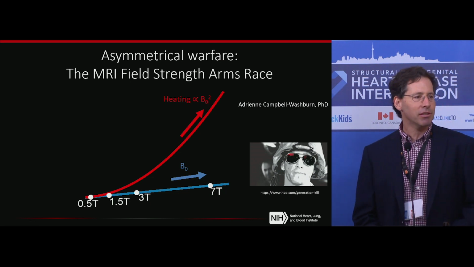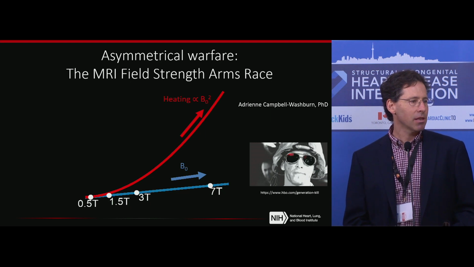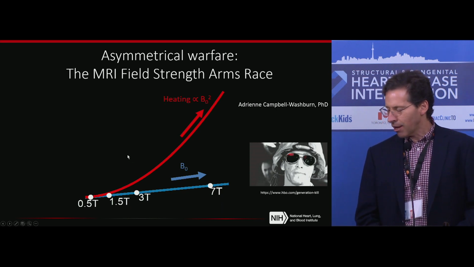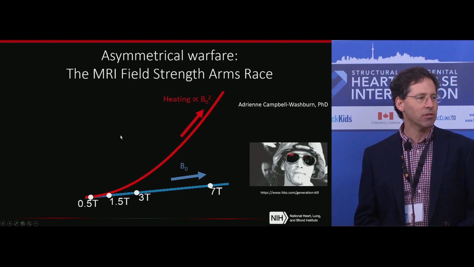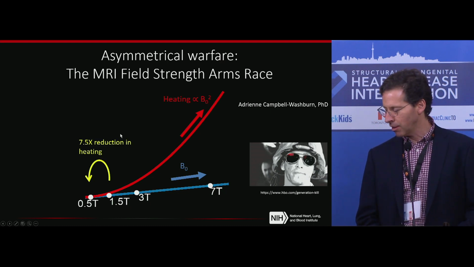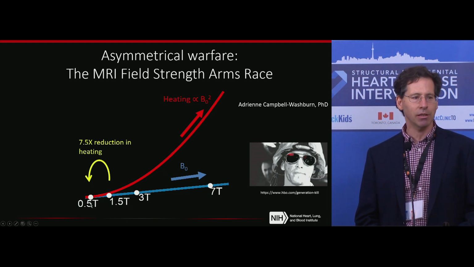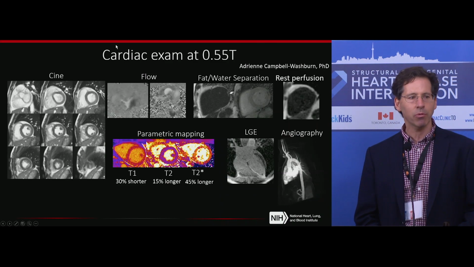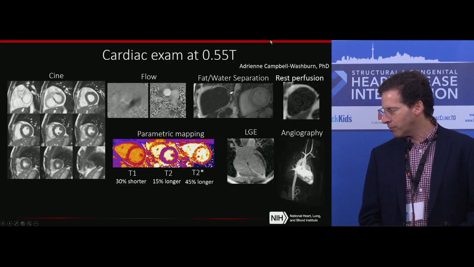And that's great because each Tesla costs about $1 million, and each Tesla makes it harder and harder to take satisfactory pictures. It is just technically very difficult for reasons you probably don't care about. And I want all of us to start waging asymmetrical warfare. If we turn down the base magnetic field, we can get rid of heating. We can make our systems incredibly inexpensive and lightweight and easy to use. So what we did was we ramped down our scanner from 1.5 to 0.55. This is work by Adrienne Campbell in my lab.